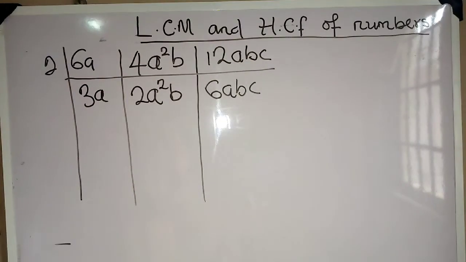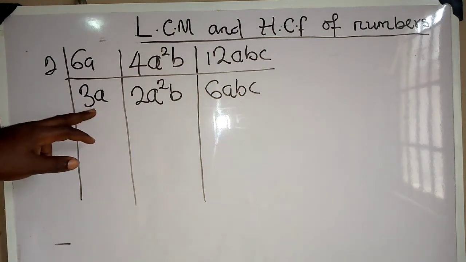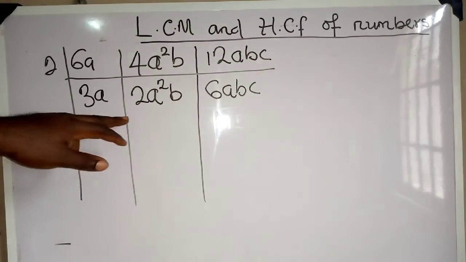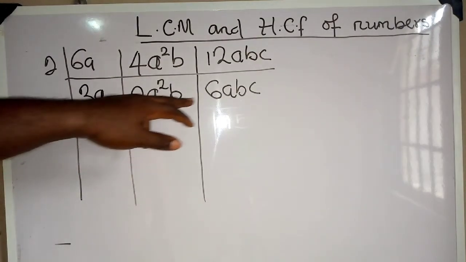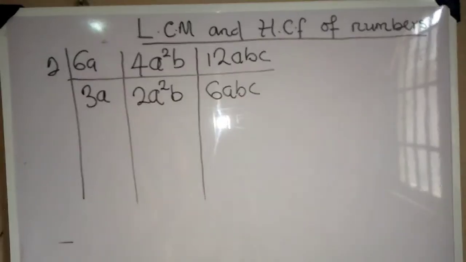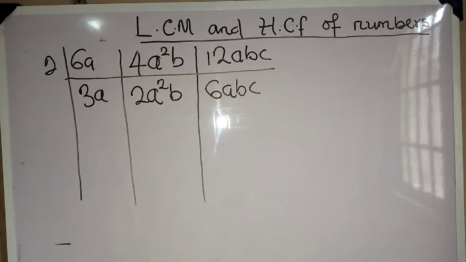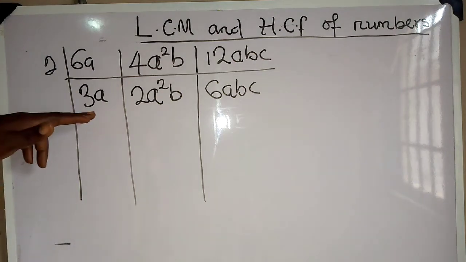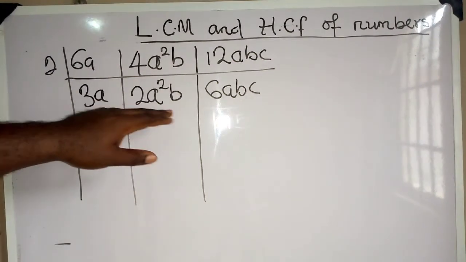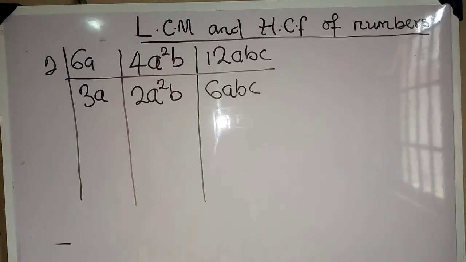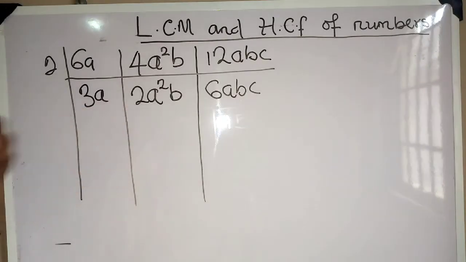I will ask myself again, is there any common factor between 3a, 2a squared b, 6abc? If you say 2, you are wrong because 2 cannot divide 3, and 2 is not a factor of 3a. But 2 is a factor of 2a squared b and 6abc, though not a factor of 3a. So we will not use 2. If I say 3, 3 is a factor of 3a and of 6abc, but not a factor of 2a squared b. Since it's not a factor of 2a squared b, I won't use 3 to divide.